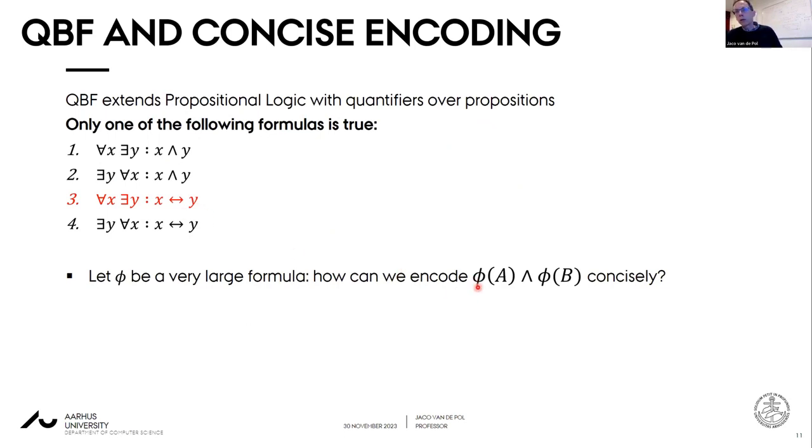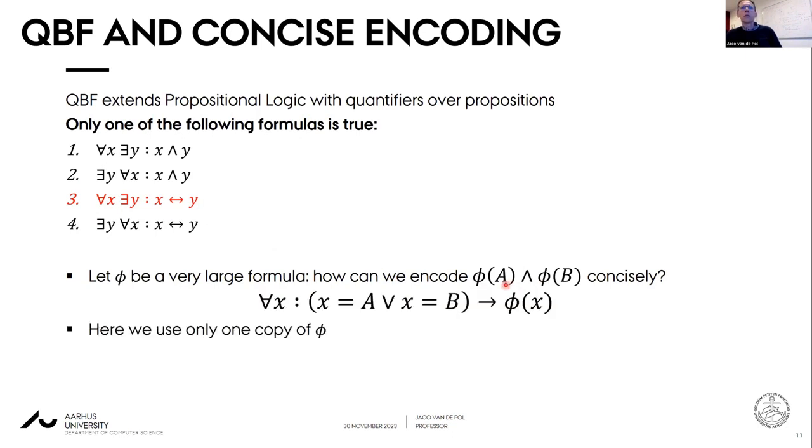So assume you have a large formula phi, and you want to say that phi of A is true, and phi of B is true. Now you have 2 copies of this huge formula phi, not exactly the same copies, but 2 variations of phi. But actually we can use quantifiers to make this shorter. So what could you do? You could say for all X, if X is this A or X is this B, then phi of X should hold. Now this only has 1 copy of phi. So we have kind of halved the size of this formula by just introducing one quantifier. So that's the principle why QBF formulas can be more concise than just SAT formulas.